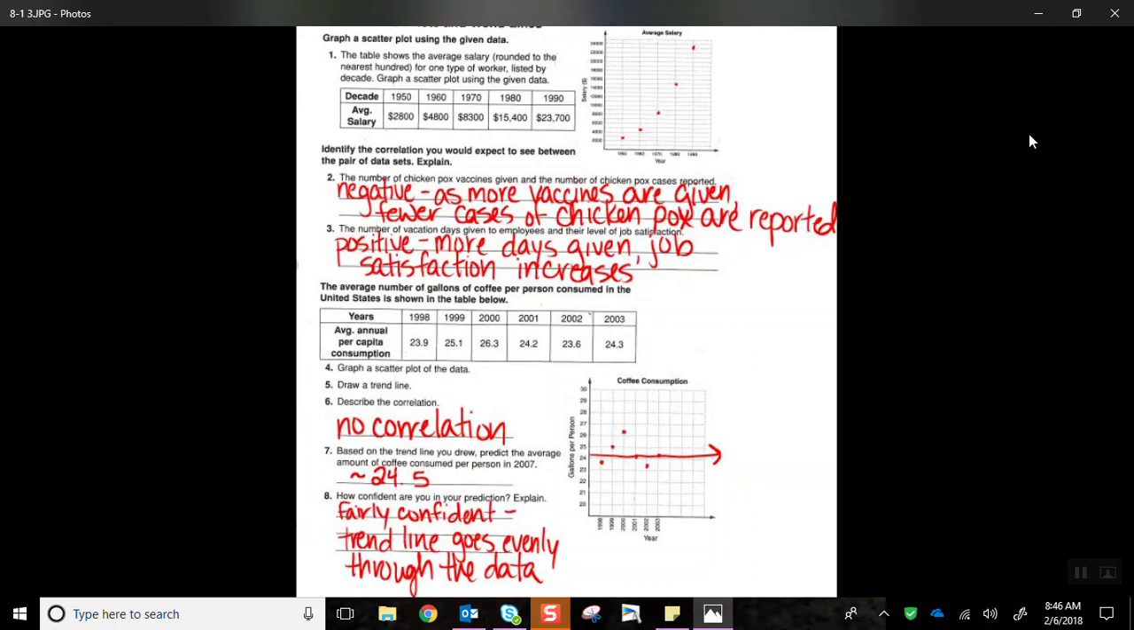So if you've missed anything, make sure you correct it. Also make sure that you do your bell work for today.